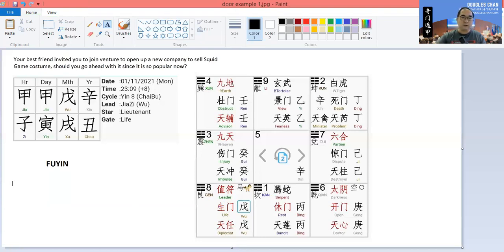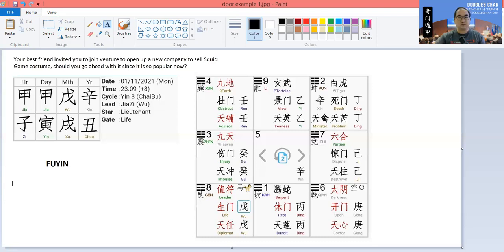Most of the time, when we talk about a Fu Yin chart, I will always highly recommend the person not to go ahead with any major decision in most cases. However, to let you go through the process of understanding the chart, I will go through the standard process of looking at this chart to see whether this is going to be profitable.